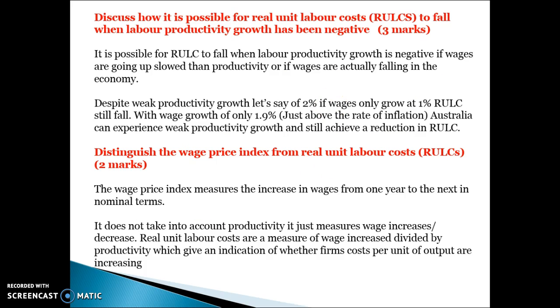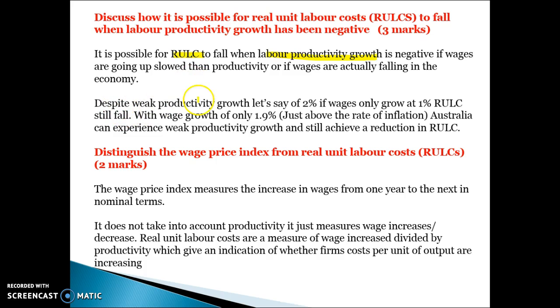Okay. A couple of other questions. How is it possible for real unit labour costs to fall even when labour productivity growth has been negative? And basically it's possible for real unit labour costs to fall even if labour productivity growth is negative if wages are going up slower than productivity. So even if labour productivity is only growing at a slow rate, if wages are growing even slower, that's possible.